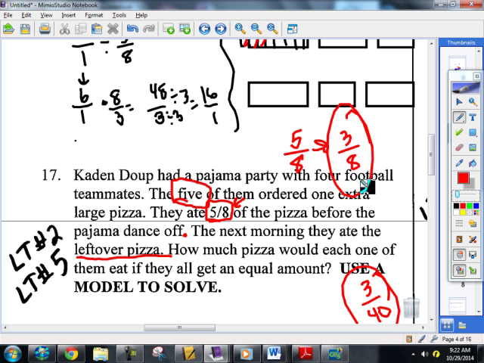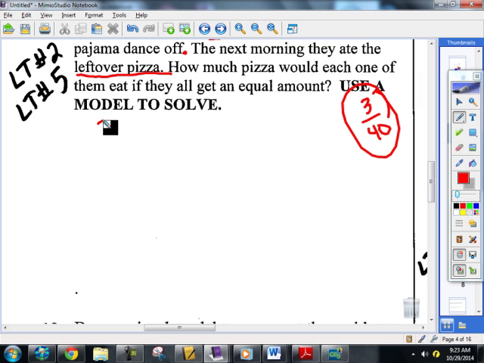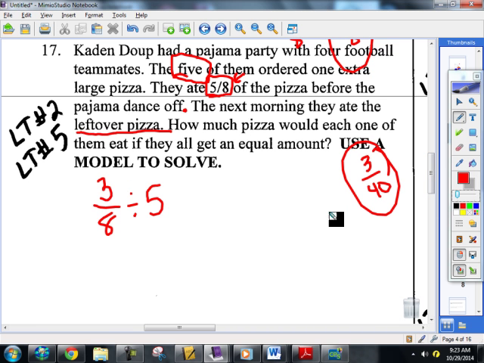3/8. Most pizzas are cut into 8 slices, right? Usually anyway. If they eat 5 of them, then we know 3 are remaining. So that means this problem is actually 3/8, and we are dividing that by the 5 people, Caden and his 4 friends, because that's how much pizza is remaining. Right, everyone?